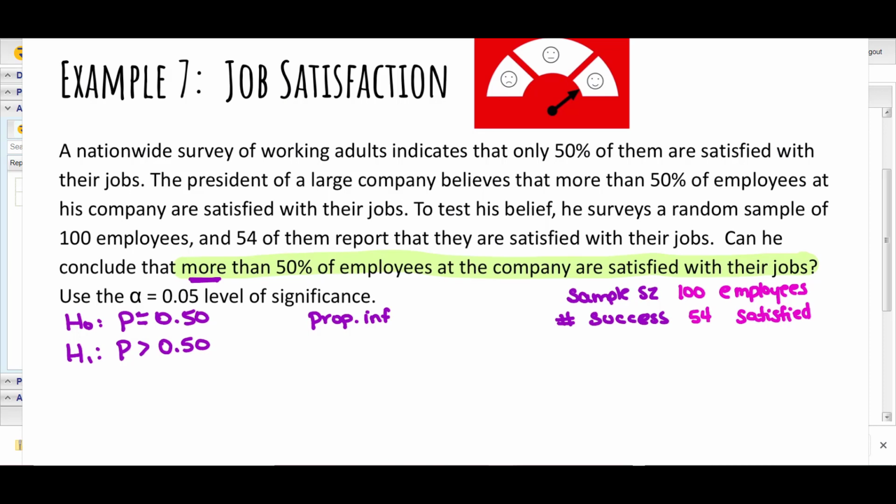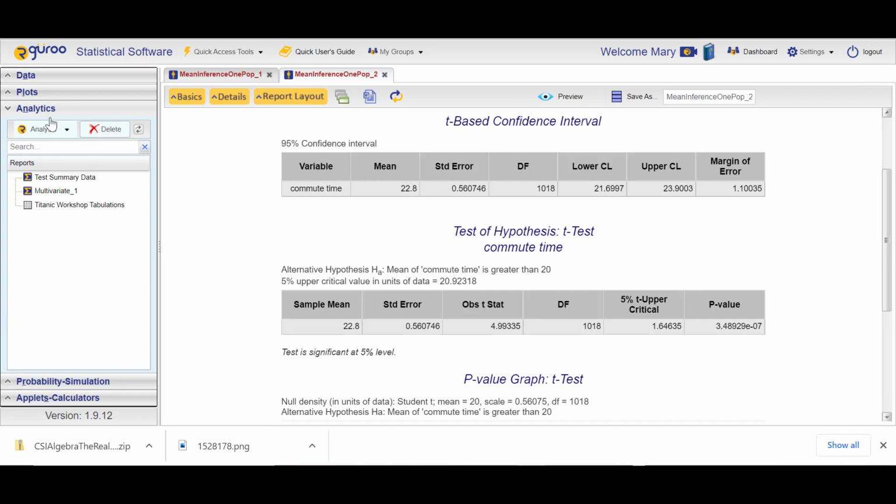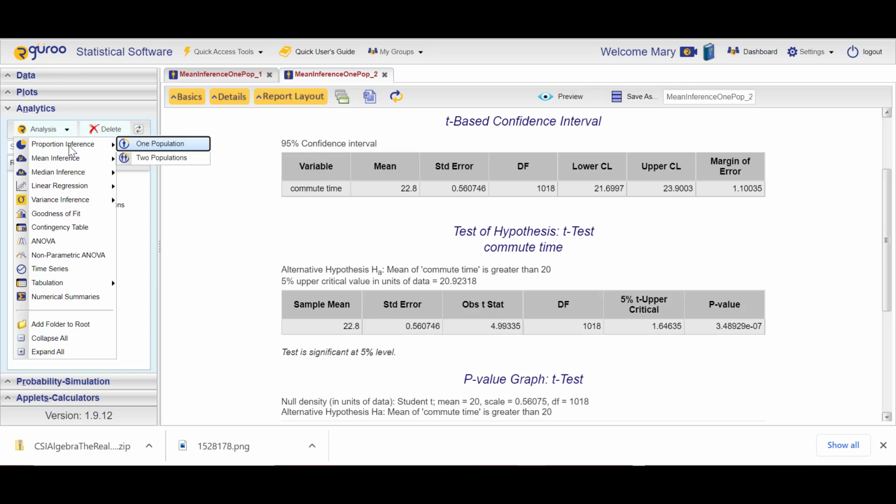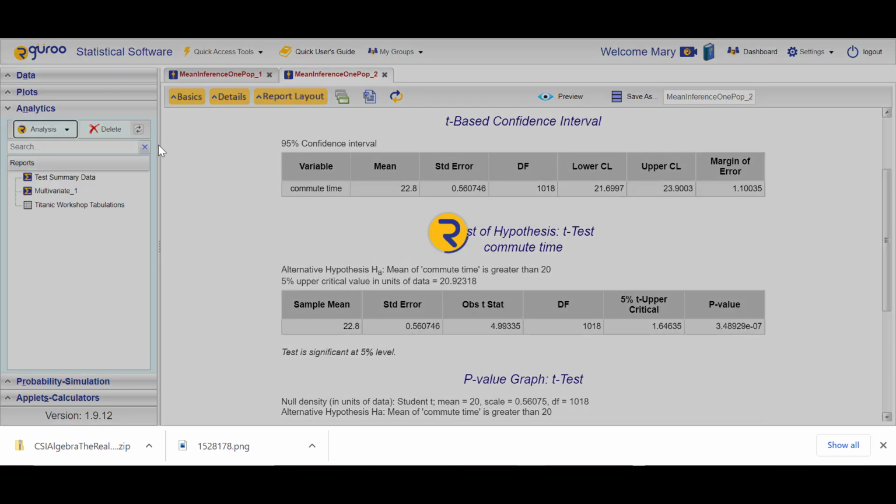And then outside of that, the only other thing that you need is your significance level, which is 0.05. And we're going to do a confidence level of 95%. We'll go ahead and find the confidence interval as well. So let's go here, still under analytics analysis, you're going to do proportion inference this time, one population.